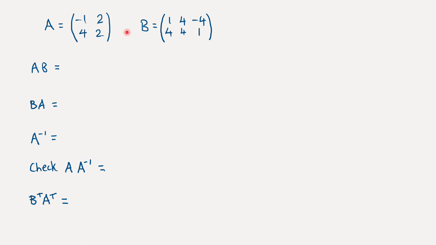To find out whether we can do that, we need to check whether the number of columns in matrix A, which is 2, matches the number of rows in matrix B, which is also 2. So they do match, and so I can calculate this matrix product. So how are we going to do that? Let's write down the matrices next to each other first, like this.